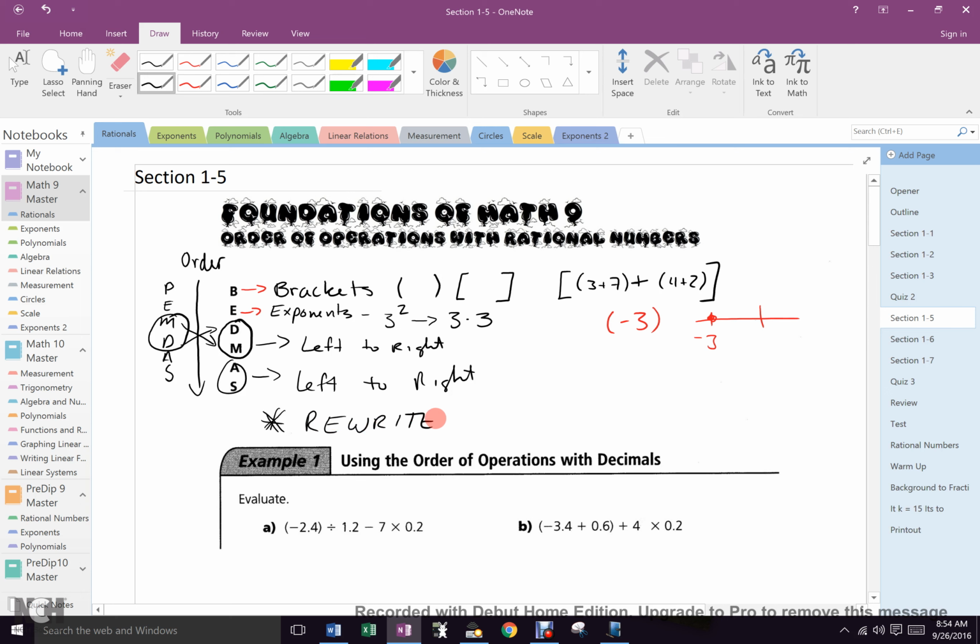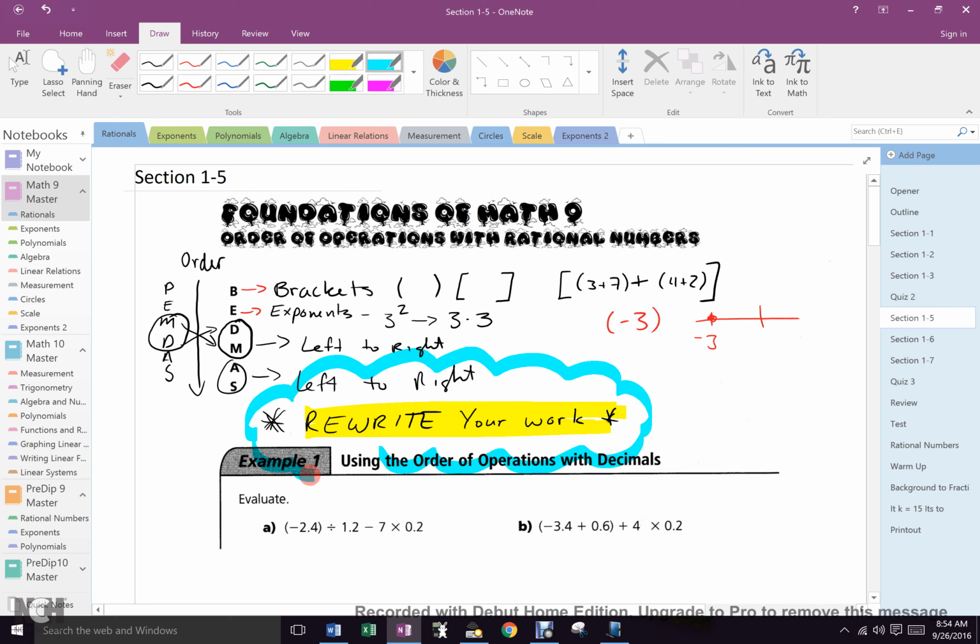Rewrite your work. I'm going to highlight that, and I'm going to put a Mrs. Bad Crumble star cloud around it, because too many of you refuse to do this. You say math is difficult, but then I look at your work and you refuse to do steps.